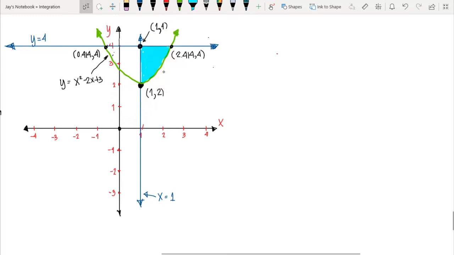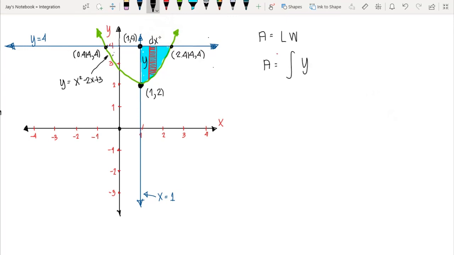But first, we have to create a vertical strip. Now, the area of that vertical strip is equal to the area of a rectangle, that is the length times the width. In this case, our length is the y, and the width is the differential of x, since x here is infinitely small and it is changing. So therefore, our area here is equal to the integration of y dx.